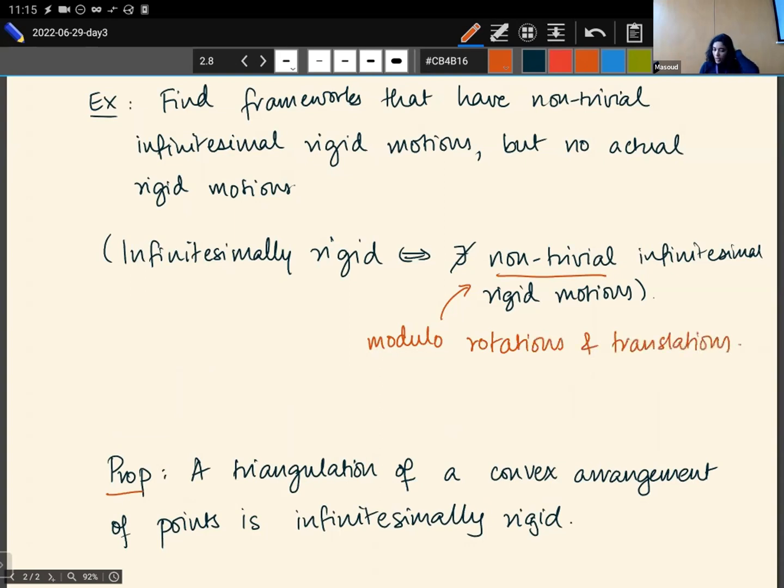Yeah, so if you think about the space of infinitesimal rigid motions of any framework, that space is always going to have dimension at least 3. It's a vector space, and it's always going to have dimension at least 3 because translations plus rotations gives you 3 dimensions. So translations are 2 dimensions and rotation is 1. So there's always going to be 3 trivial rigid motions, but we ignore this.